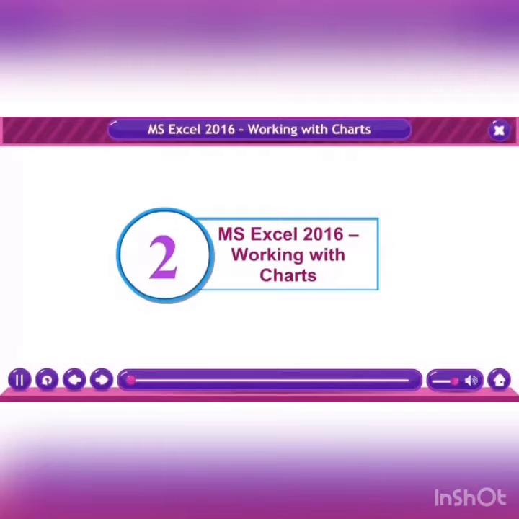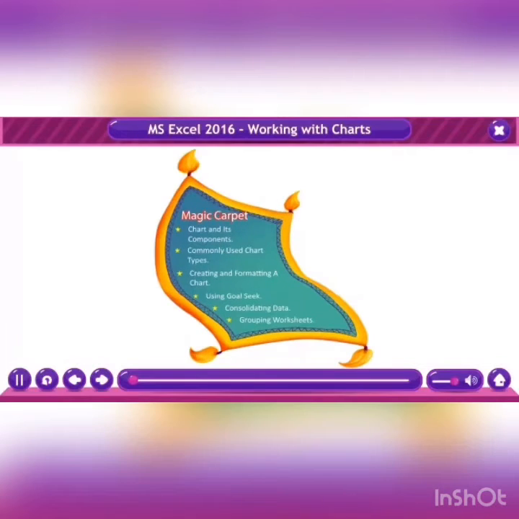Chapter 2: MS Excel 2016, Working with Charts. Magic Carpet. Chart and its components. Commonly used chart types. Creating and formatting a chart. Using goal seek. Consolidating data.